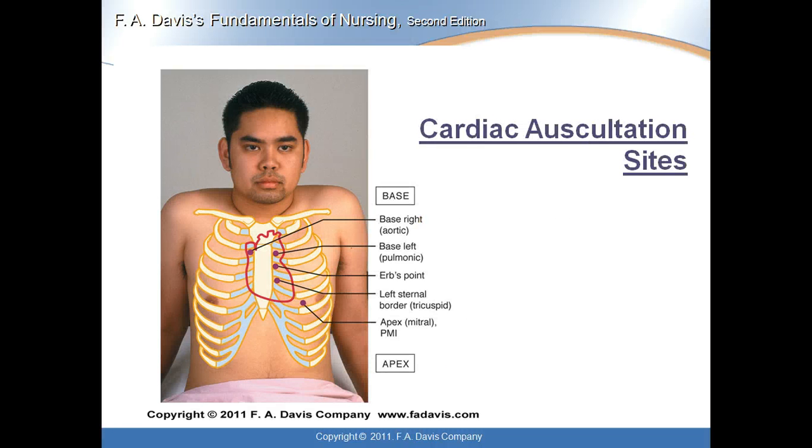So this picture, which is also found in your Volume 1 book on page 394, I think is a really good picture of being able to determine where the aortic, pulmonic, tricuspid, and mitral valves are found, and also the apex. At some point, you'll learn how to actually do an apical pulse, which is the last dot on the picture, and this is where you're able to hear the S1, S2, S3, and S4.